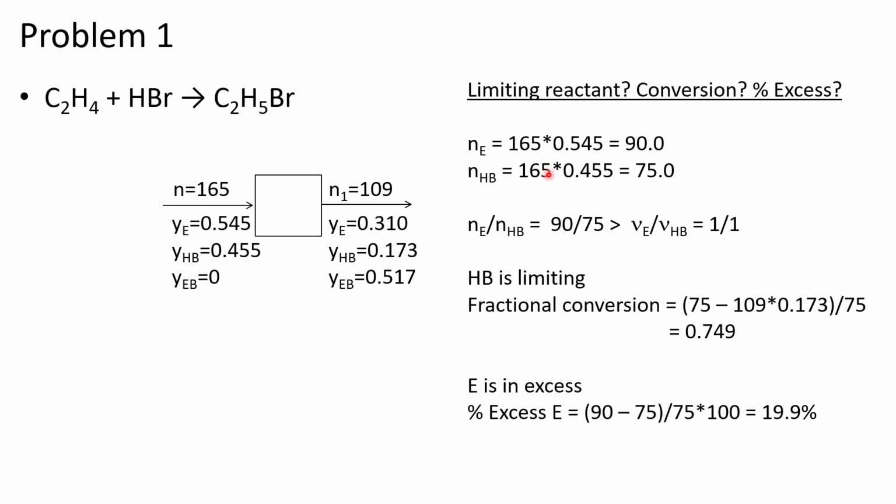If the flow rate of hydrogen bromide coming in is 75, then the amount of ethylene needed to react stoichiometrically with all of this would be 75 as well. We need 1 mole of ethylene for every mole of hydrogen bromide. So if we have 75 moles of hydrogen bromide, we need 75 moles of ethylene. To determine the percent excess, we take the amount of ethylene that was fed, subtract off the amount needed to react stoichiometrically with all the HBr at 75, and then divide that by the amount needed to react stoichiometrically with all of the HBr. If you do this and multiply by 100 to convert the fraction to a percent, you find it's almost 20%, 19.9%.